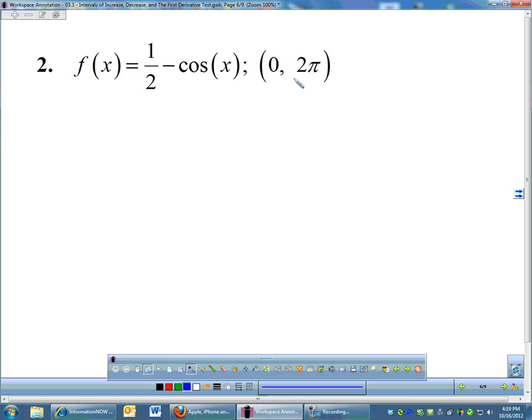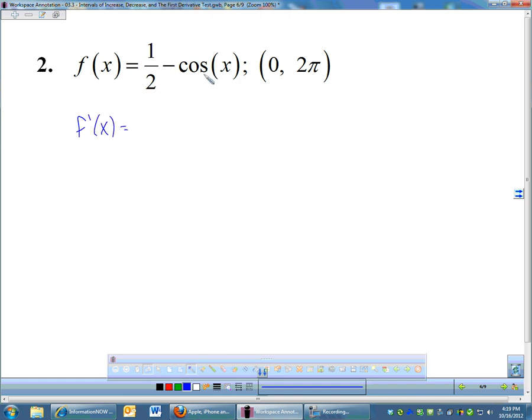Okay, here's a trig one. I gave you an interval on this one because the graph of cosine x has an infinite number of max and mins, so I gave you an interval to kind of cut off your answers there. So, let's see, 1/2 minus all that stuff. Ooh, this is a weird interval for this problem. Interesting. All right. So we will start with the derivative, f prime of x.